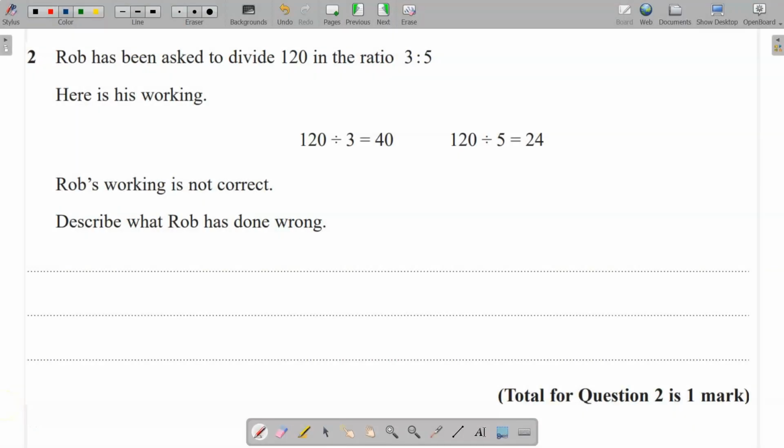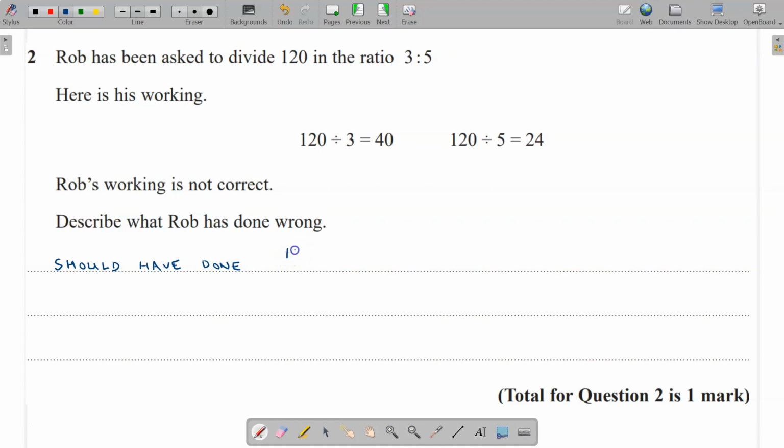Okay, here we have just a 1-mark question about ratio. Rob has done something wrong, and you've got to explain what it is. Best thing is to do it right, and then you'll see what was wrong. So I'm going to put that he should have done this, okay? And then if you can do that, you usually answer the question quite quickly.